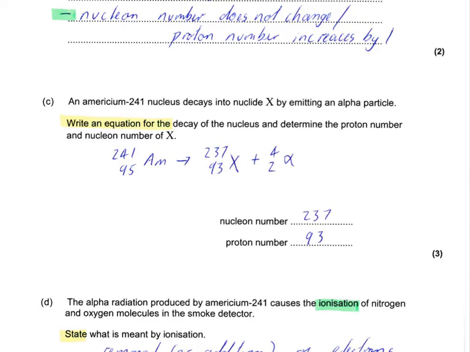And 4, 2 alpha. So where's that 243 come from? I've got the 241. I've got 4 there, leaving me 237 nucleons. I've got 95 there. I've got 2 in the alpha, leaving me with 93 protons. So nucleon number 237, proton number 93.